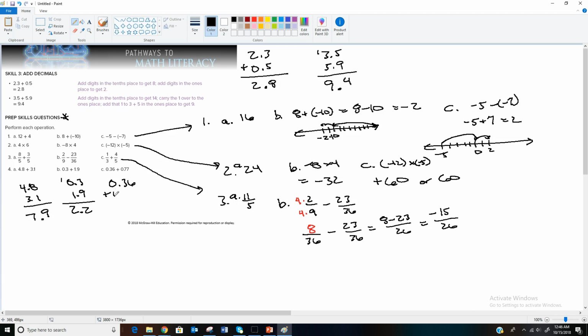And 0.36 and 0.77, we have 2 decimal places, but same process. 6 and 7 is 13. Carry the 1. 1 and 3 and 7 is 11. Carry the 1. And then 1 and 0 and 0 is 1. So 1.13.